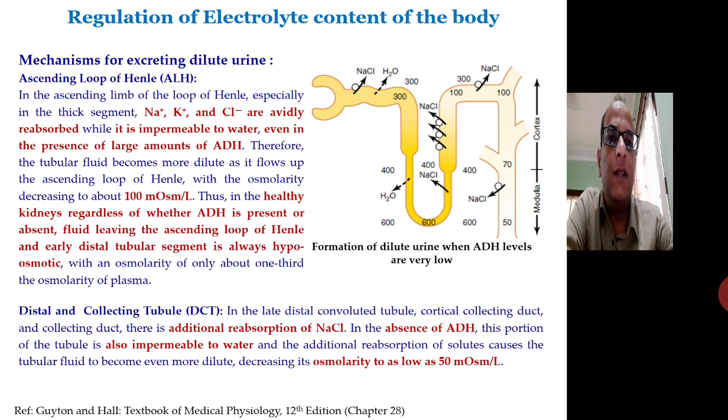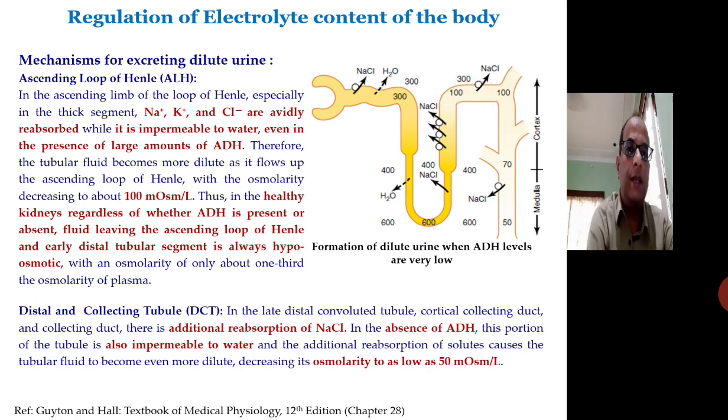Thus, in healthy kidneys, regardless of whether ADH is present or absent, fluid leaving the ascending limb of the loop of Henle and early distal tubular segment is always hypoosmotic, with an osmolarity of about 1/3 of the osmolarity of the plasma, here 100 milliosmolar. In the distal and collecting tubule, that is, the late distal convoluted tubule, cortical collecting duct and collecting duct, there is additional reabsorption of NaCl. Here you can see that the NaCl is now getting reabsorbed.